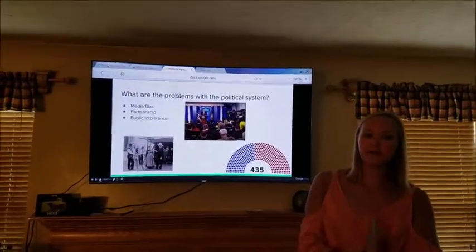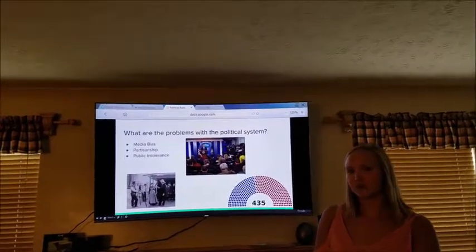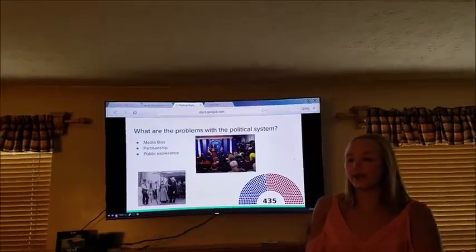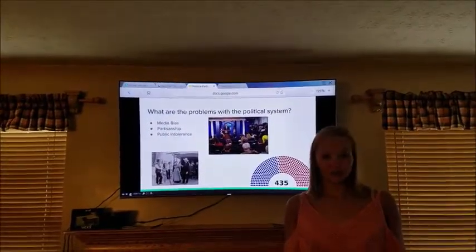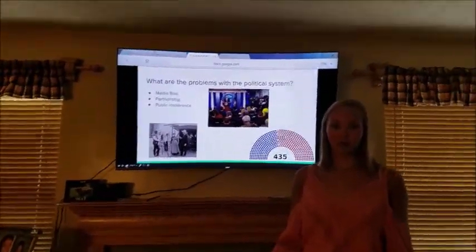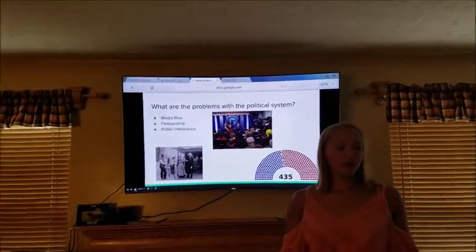Media bias is a problem because that's where people get their information. Most people aren't going out of their way to look things up on the internet. They'll watch the 5 o'clock news, and that's how they get their political intake for the day. That's how they know what's going on. They'll read the newspaper. But here's the thing.